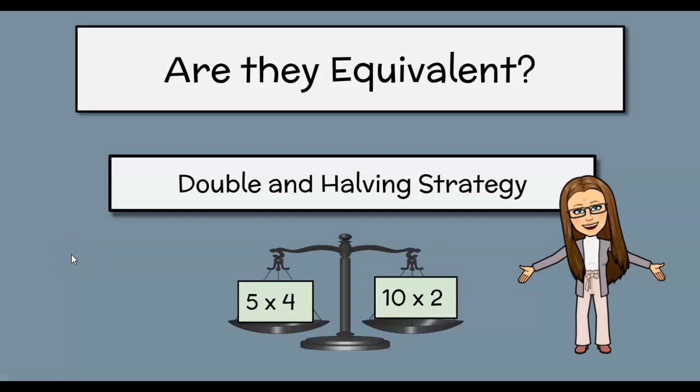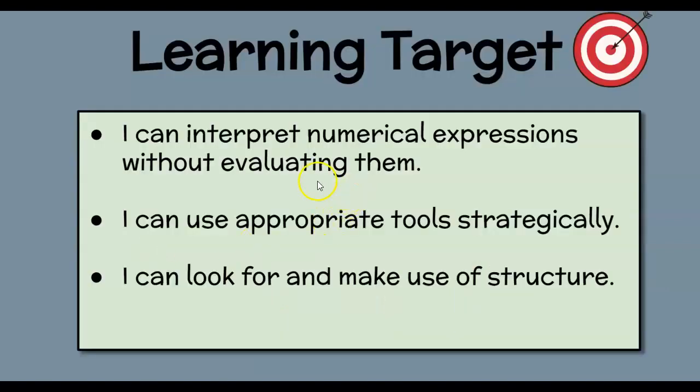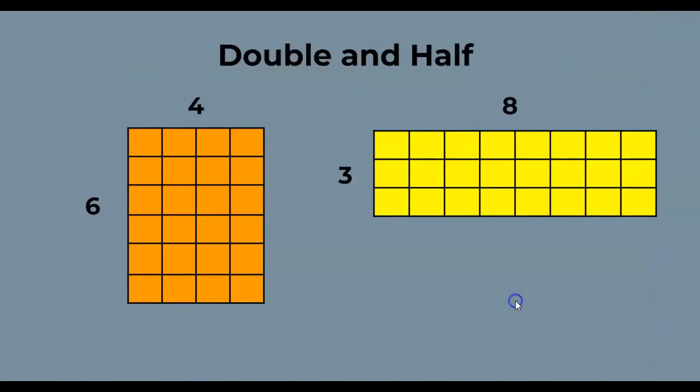Hey guys! Over the past couple of weeks, we've been looking at balancing equations, and one of the strategies we've been using is double and halving. This can also help when we're multiplying some of our larger numbers. And this is basically to help us look at an equation and see if both sides are balanced without actually solving each expression. And then in order to do this, we have to figure, well, does this strategy help us with this type of problem? Because not all strategies work for that. And we're also going to use what we know about numbers and their structure to help us solve these problems.